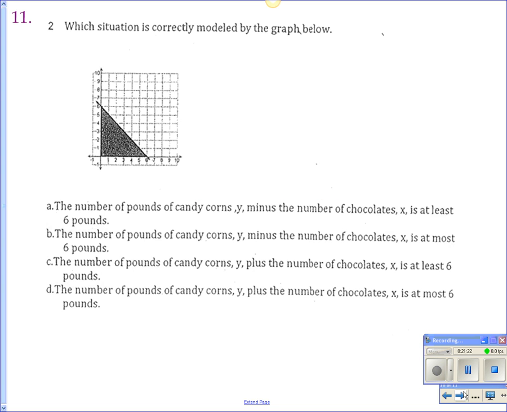All right. Last one, number 11. Which situation is correctly modeled by the graph below? A says the number of pounds of candy corn Y. So I'm going to write Y. Minus, so I'm going to put a minus sign. The number of chocolates X. So I'll put an X. At least is opposite of what you think. Monica, what is at least? Greater than or equal to. Good. Greater than or equal to 6.